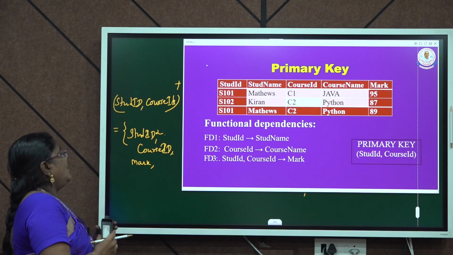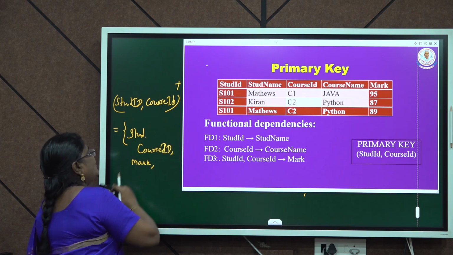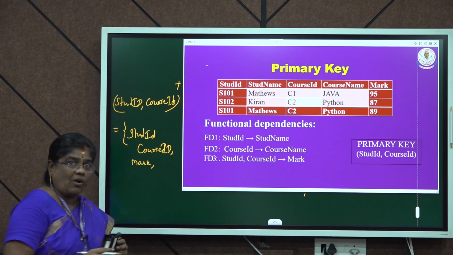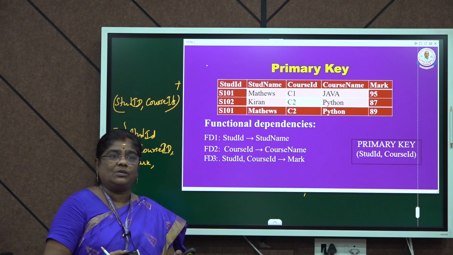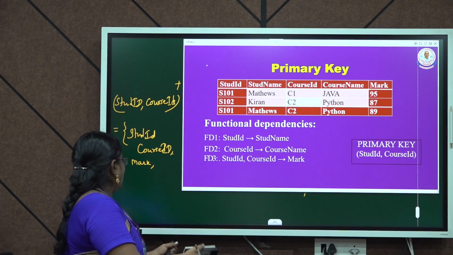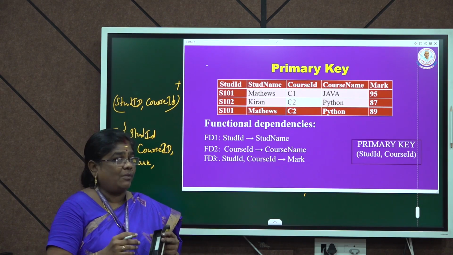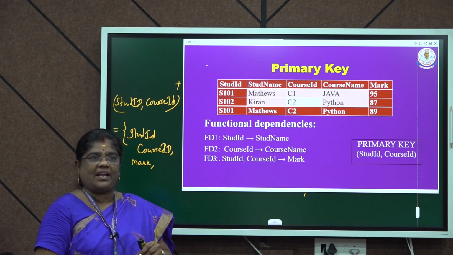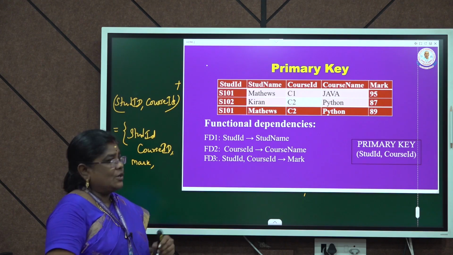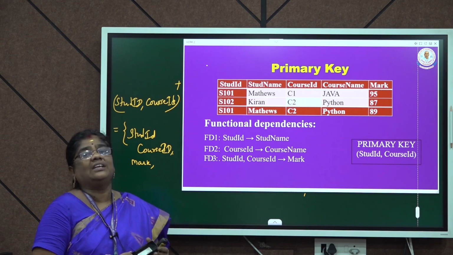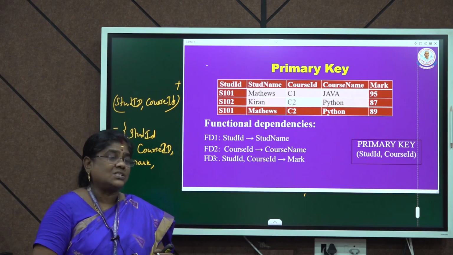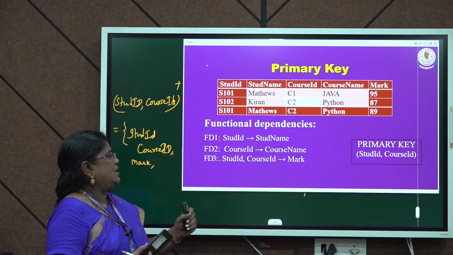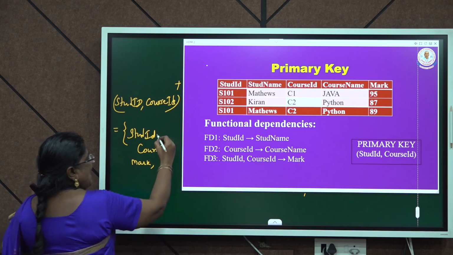We have to take all subsets. First one is, please write, stud ID alone, course ID alone, mark alone, and then I have to form the combinations: stud ID course ID pair, stud ID mark pair, course ID mark pair, and the last one which involves all the attributes: stud ID, course ID and mark. Now stud ID is there.